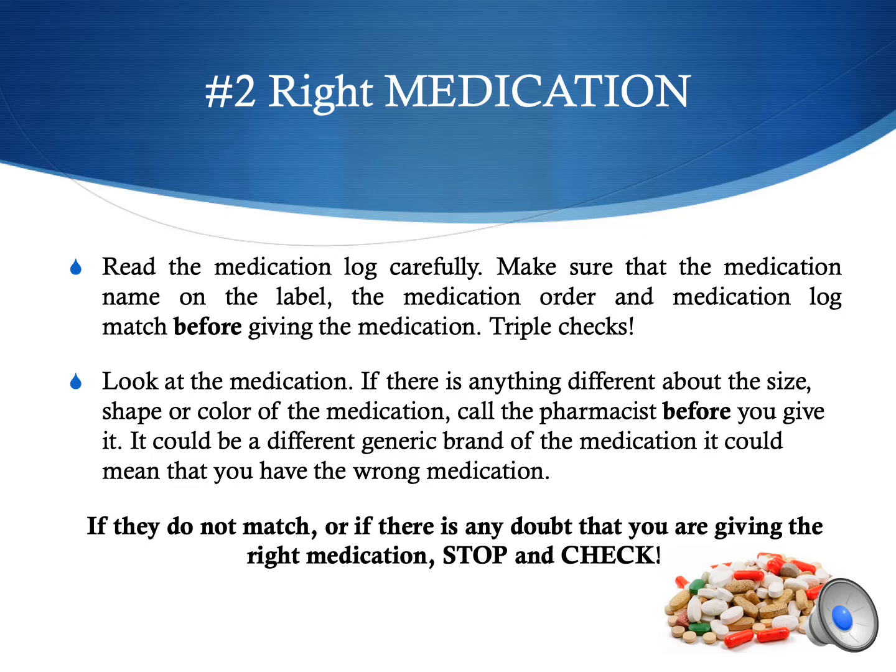Read the medication log carefully. Be sure that the name on the label, the order, and the log all match before you give it. Those triple checks are super important. Look at the medicine after you've poured it. If there is anything different about the size, shape, or color of the medicine, call the pharmacist before you give it. It could be a different generic brand of the medication, or it could mean you have the wrong medication. If they do not match, or if there is any doubt at all that you are giving the right medication, stop and check.